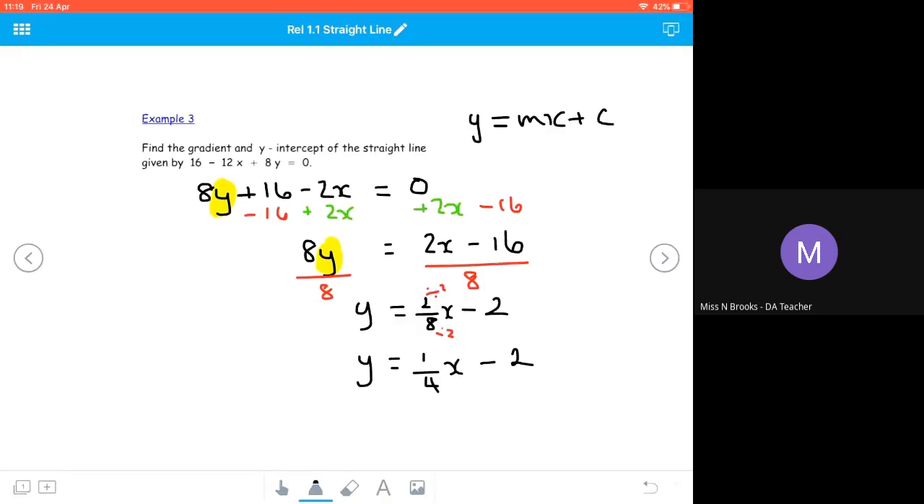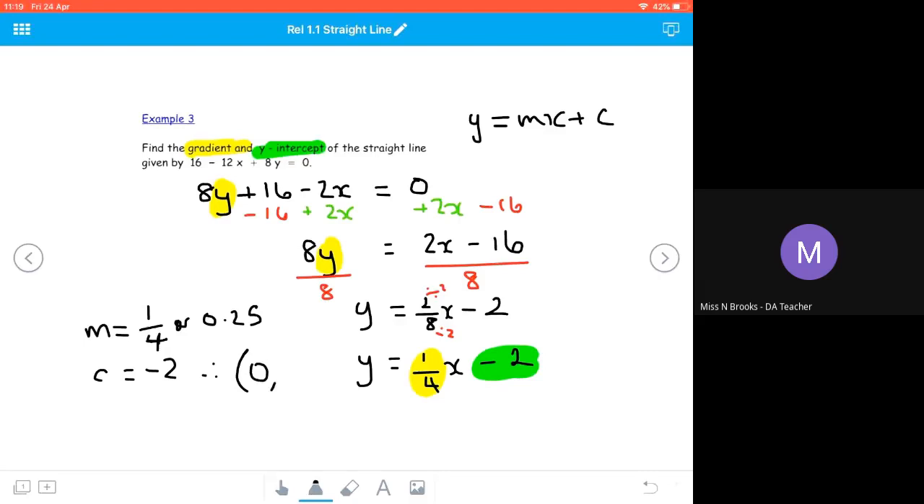So our gradient, if we go back to the question, the gradient is three quarters, and our y-intercept is the -2. So we've got m equals three quarters, or you can write it as 0.75, and c equals -2, so our y-intercept is going to be 0, -2.